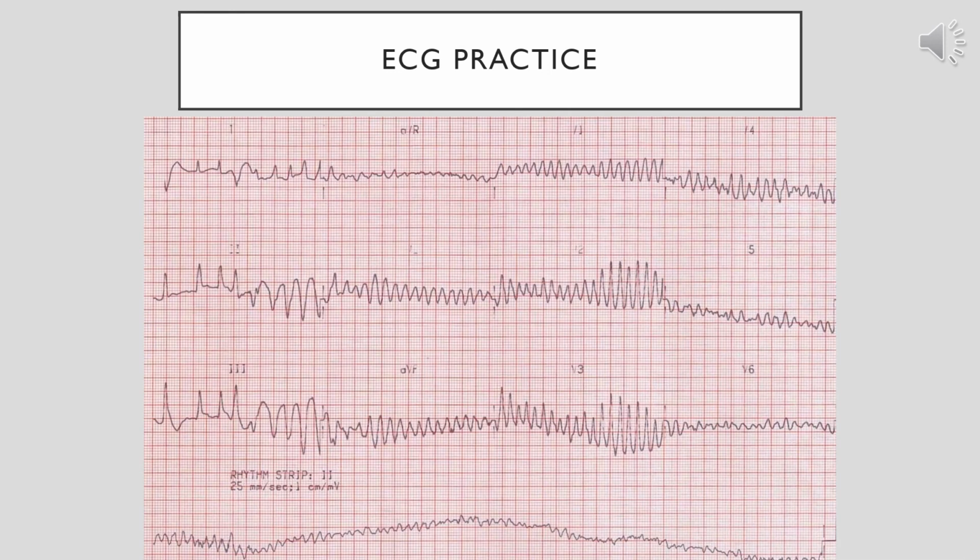Okay, this EKG is chaotic. That's the first thing that I want you to think of when you see this EKG. It's all over the place. Looking at the rhythm strip on the bottom, there's no isoelectric line. It goes down, it goes up, and it goes back down. There's no discernible complexes. It's all over the place.